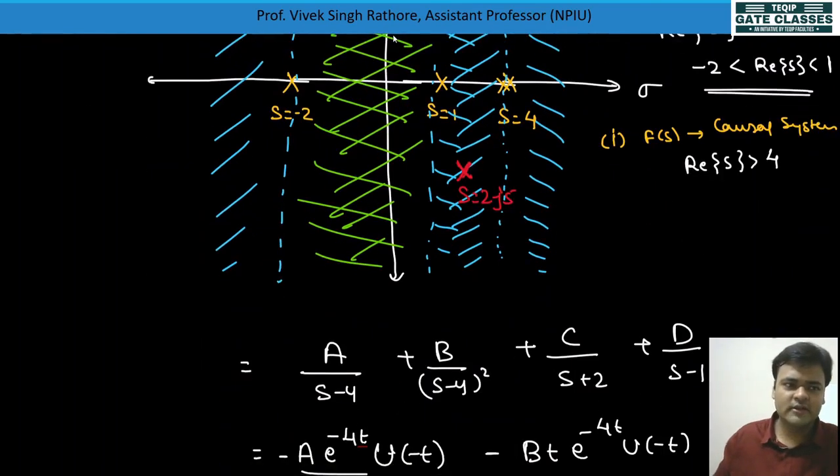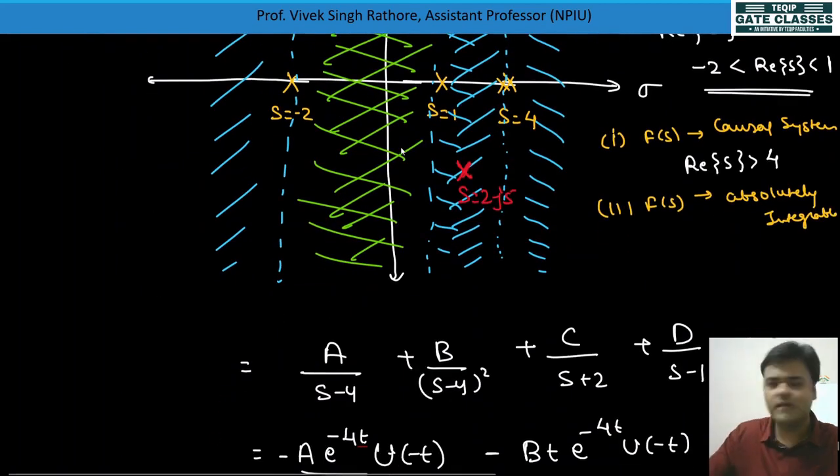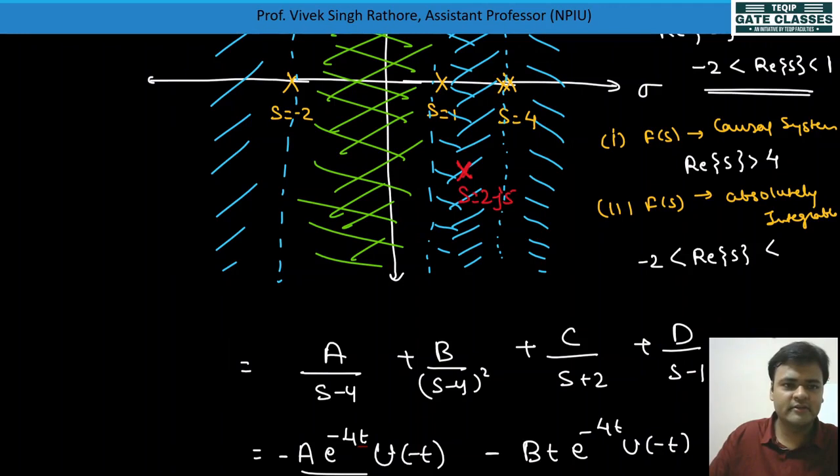Okay, now we'll see the second type of question I will ask you. If f of s is to represent an absolutely integrable signal, then which ROC should be considered? See, for f of s to be absolutely integrable, it means that it should include the j omega axis, which is possible for ROC number 4 only. So that is why I should write that the real part of s should be greater than minus 2 and less than 1.